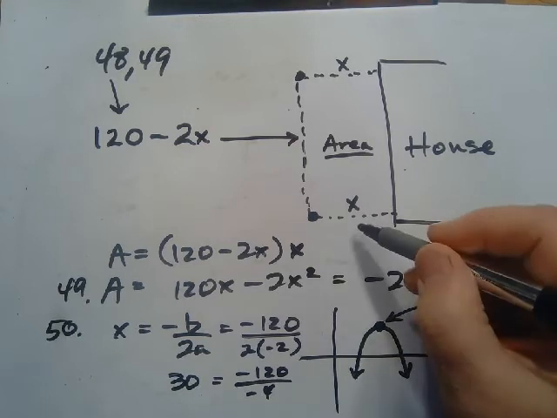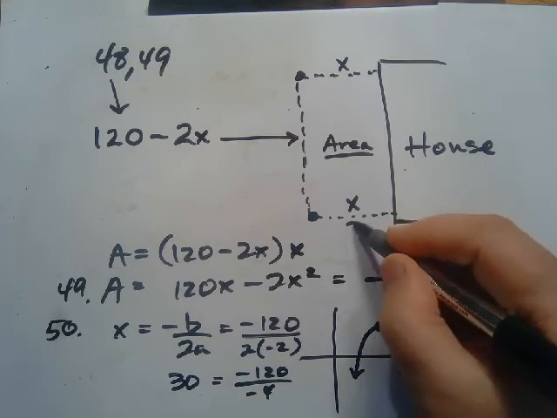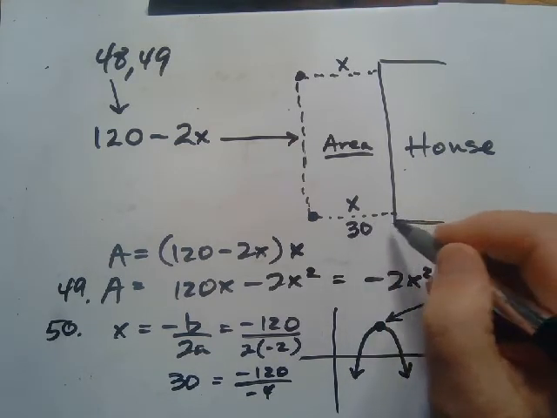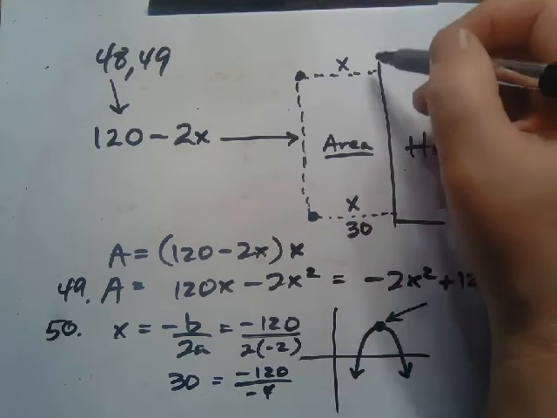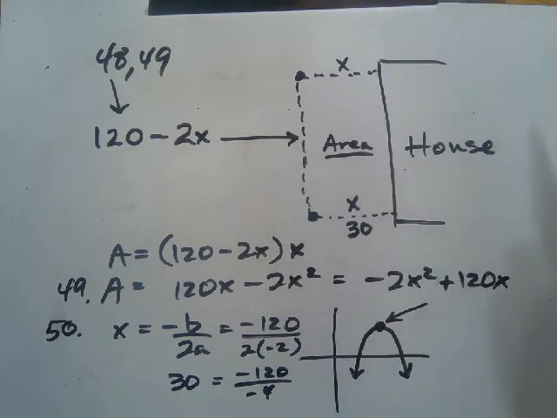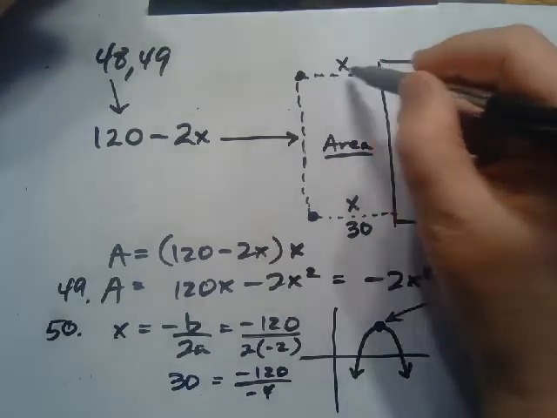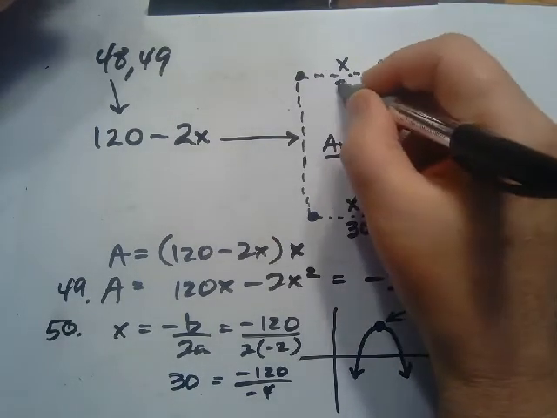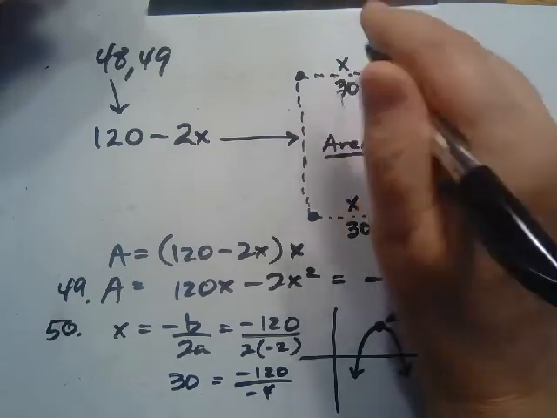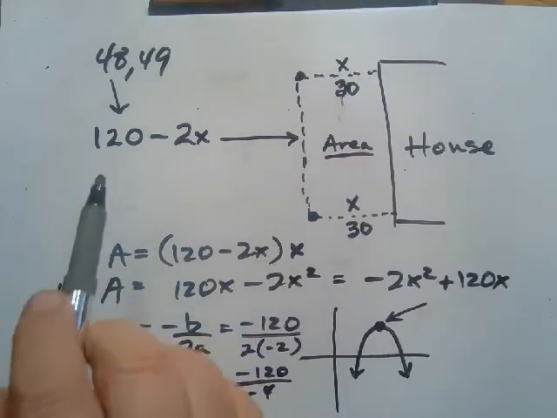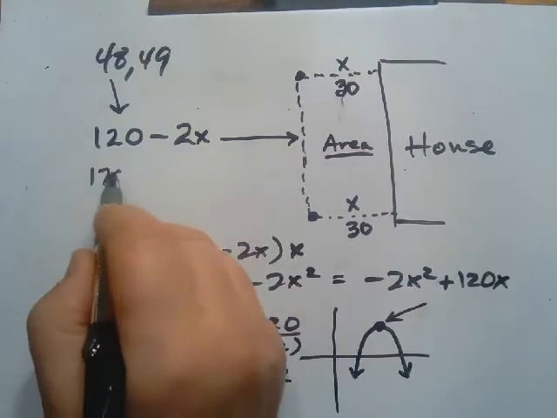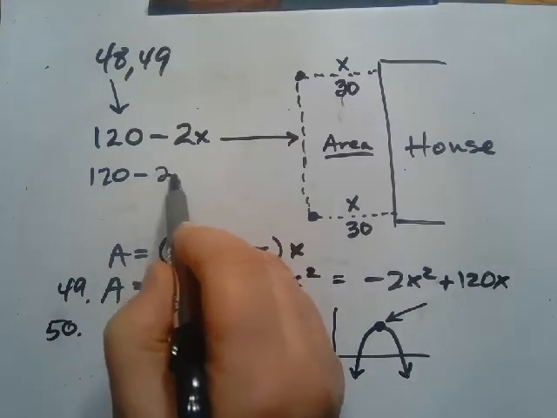So this x value has to be 30. The dimensions are 30, 30, and 30. So the dimensions of this particular rectangle has to be 30, 30 there and 30 here. Well, then what would the length be? Well, let's see. 120 minus 2 30s.